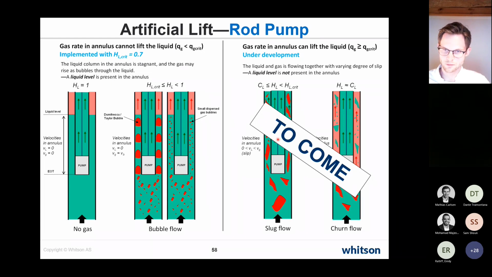the amount of gas and liquid going up the annulus if the gas is actually able to move the liquid with it. It's not stagnant anymore. At some point, this stagnant liquid bubbling gas is not valid anymore, and that's when we sort of flip from this side of the picture to that side of the picture.